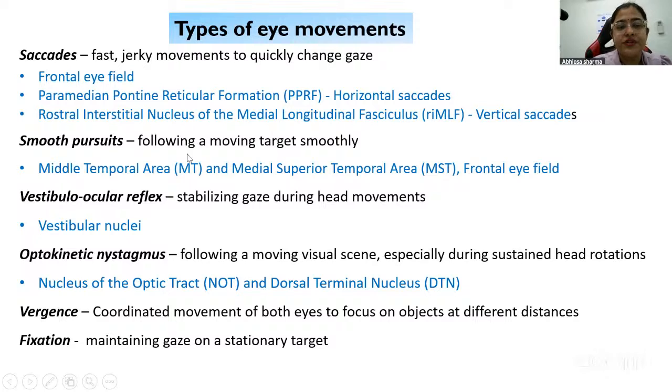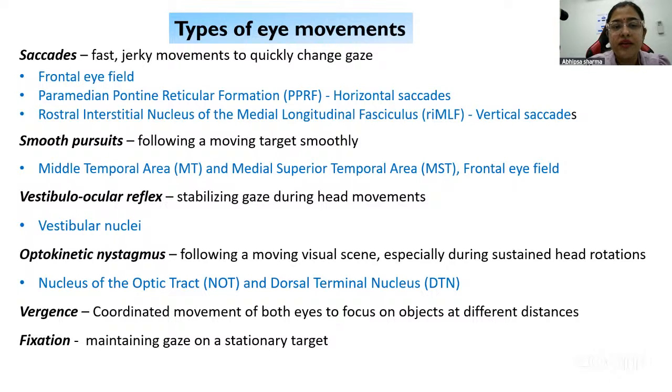Again, smooth pursuits. So if you are seeing that some target is moving from one point to the other and you have to follow it slowly, that movement is the smooth pursuit movement. So this is controlled by the middle temporal area and medial superior temporal area and frontal eye field.